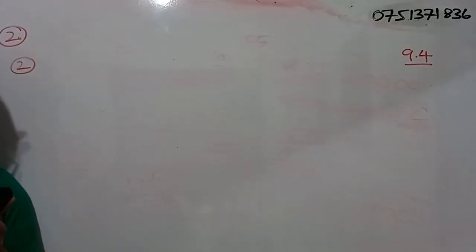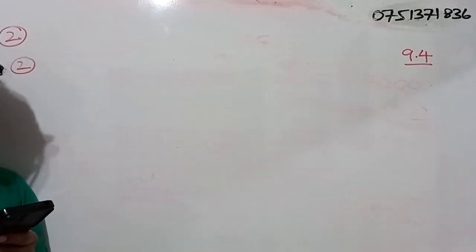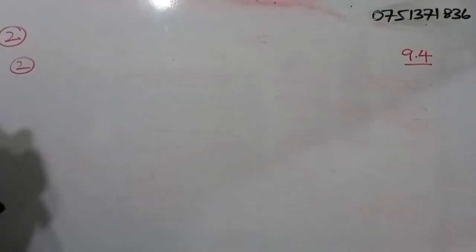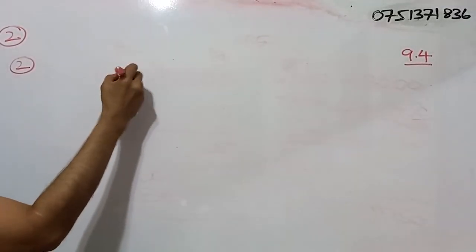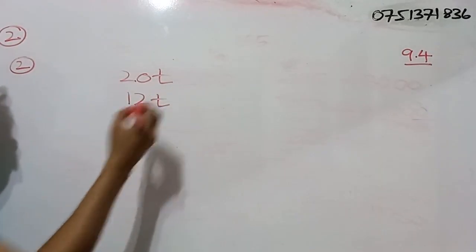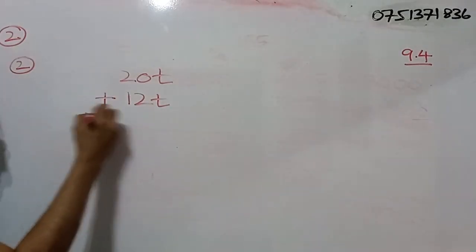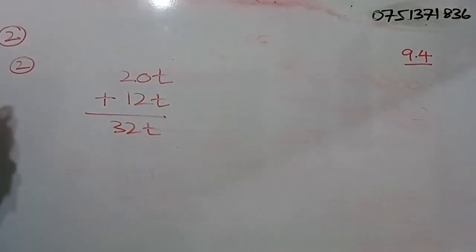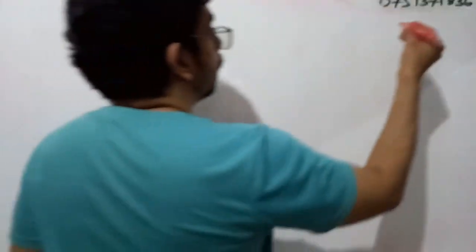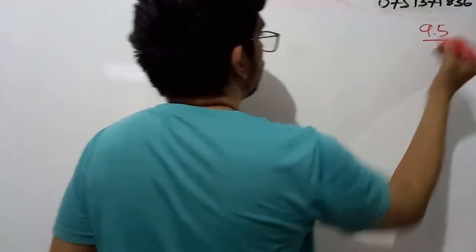The mass of a vehicle which transports these 10 cars is 20 tons. Accordingly, express the total mass of the vehicle with these 10 cars in metric tons. Okay. So the mass of the transport vehicle is 20 tons, and the mass of the 10 cars is 12 tons. Then we have to just add these together. 32 tons. So the answer is 32 tons. Right. Exercise 9.5.